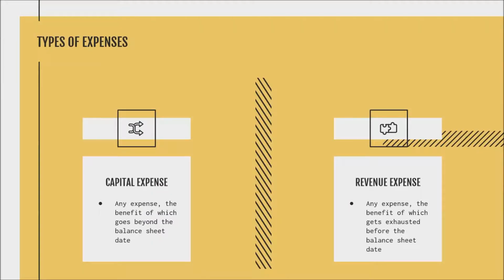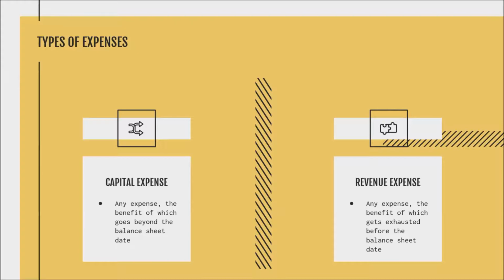There are also two types of expenses. A capital expense is any type of expense, the benefit of which goes beyond the balance sheet date. A revenue expense, however, is any expense, the benefit of which gets exhausted before the balance sheet date. So for example, say I bought a camera in the first few days of my photography business. That camera will be in use for 10 years and maybe even more, and I will still be using it after 3 years. Since that expense went beyond the balance sheet date, since it can be used beyond the balance sheet date, it will show up on my balance sheet. A revenue expense, however, won't be shown on my balance sheet.